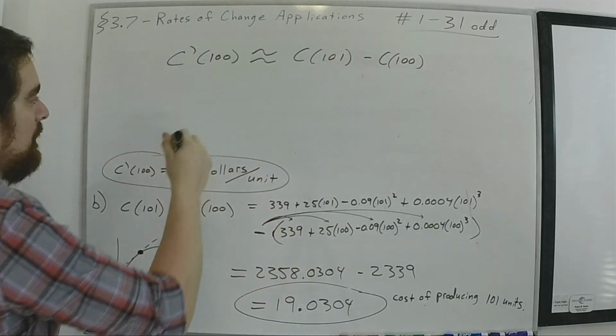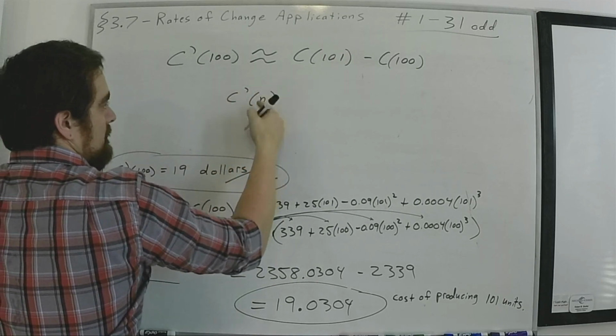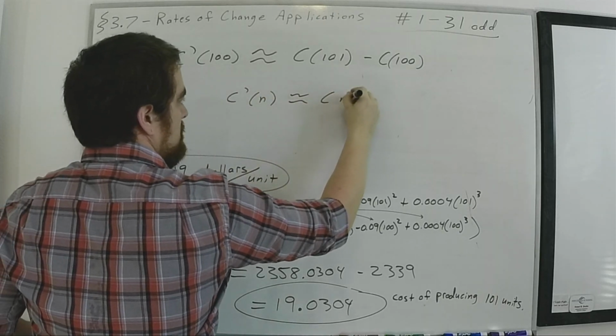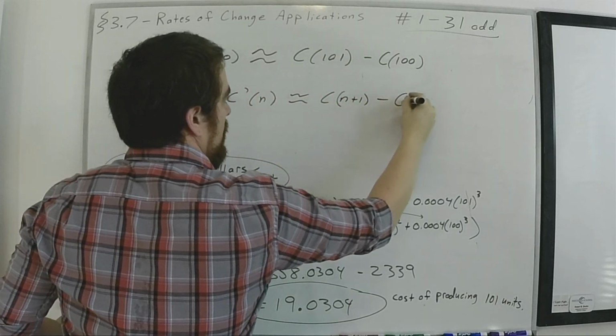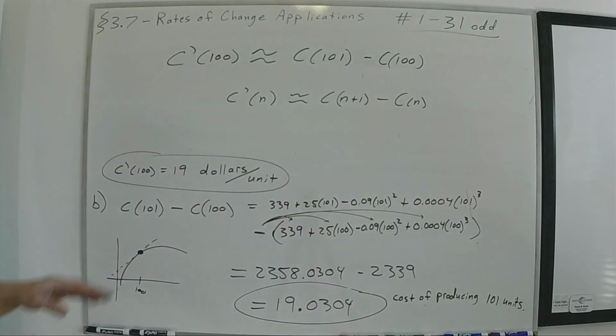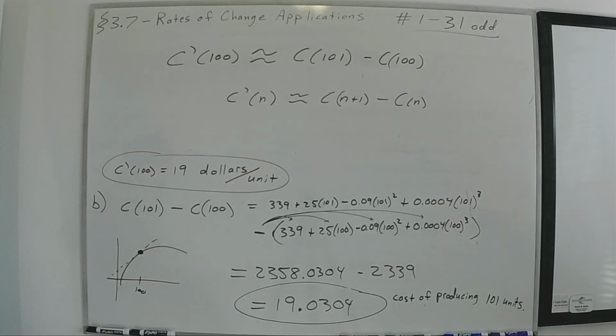And you can generalize this a little further into C prime of n units, where it only approximates the cost of making the next unit. It doesn't actually give you the exact cost, but it is a very, very good approximation.